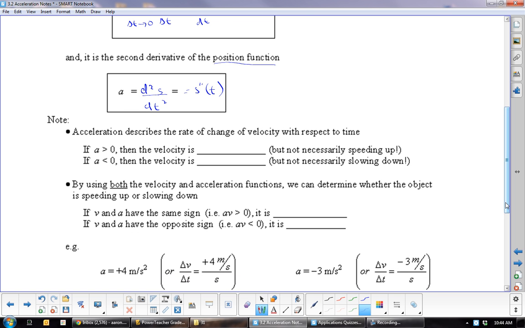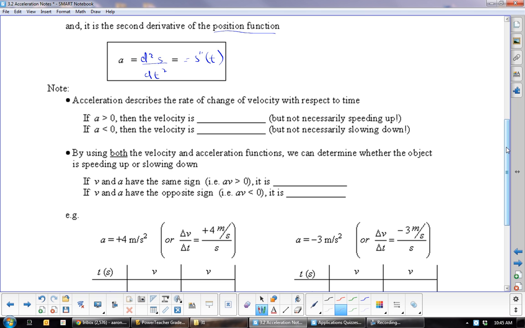Okay, now this is where you've got to keep things really straight. Acceleration describes the rate of change of velocity with respect to time. If acceleration is greater than 0, then the velocity is increasing, but not necessarily speeding up. And if acceleration is less than 0, then the velocity is decreasing, but not necessarily slowing down.